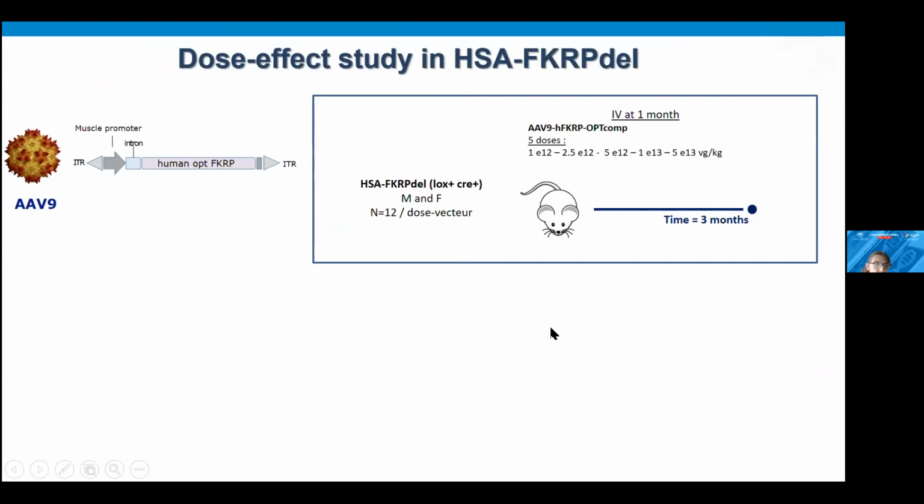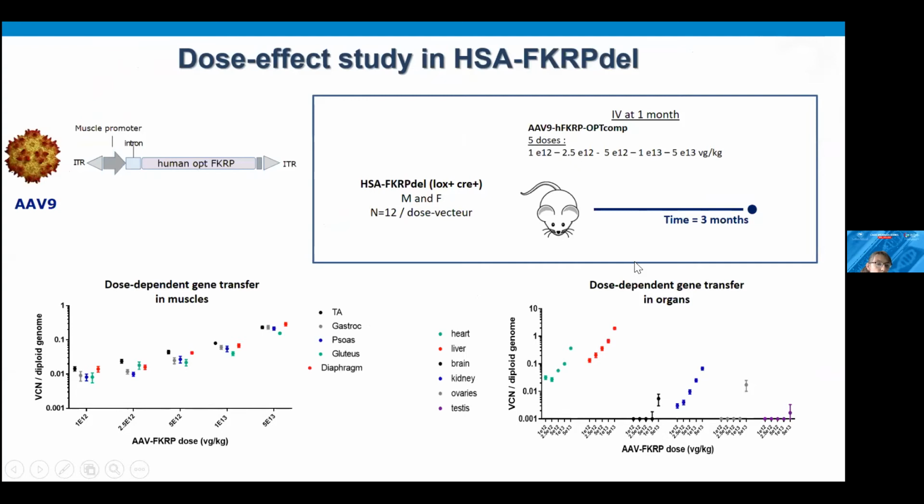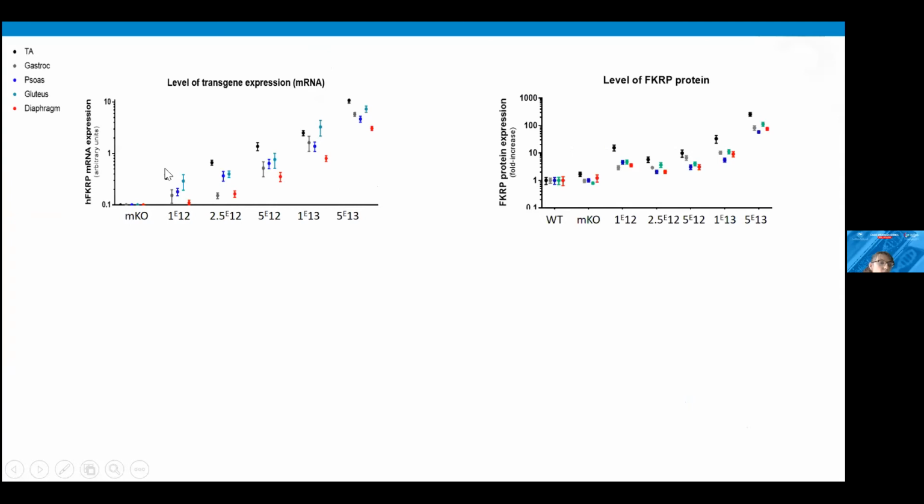When we do this type of experiment, you first measure the entry of the vector in your tissue, and you can measure it by the copy number of the virus. This is shown here, and you see that we have a dose effect, meaning that you have an increase of the presence of the vector according to the dose, in different muscles and also in different organs. So this is just an entry that is defined by the tropism of our vector. Then you look at the expression of your transgene. Here, you have a dose effect also of the transgene expression. We see expression at the messenger level of our transgene at the different doses, and we also see a dose effect at the level of the protein. The more we have of the vector, the more we have of the protein.